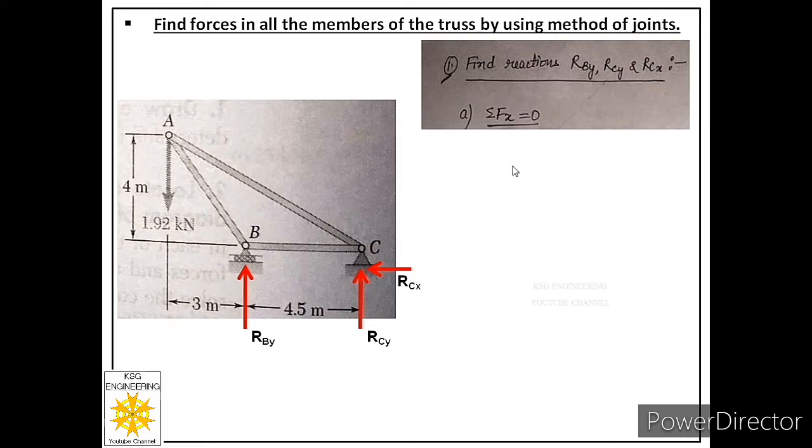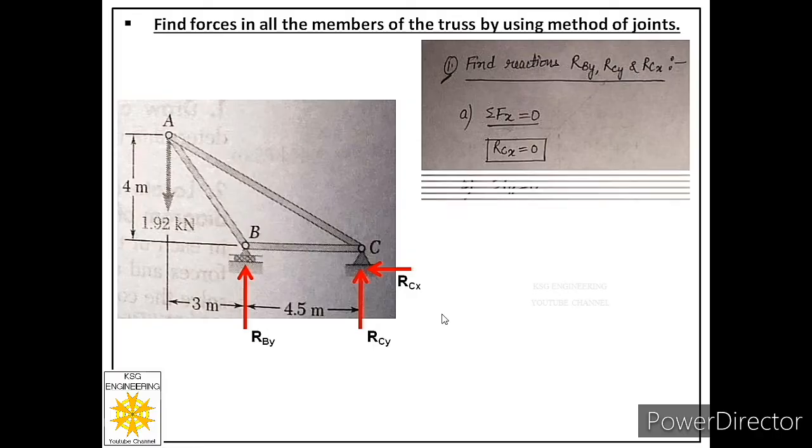So let us apply the first equation. What is that equation? Summation Fx is equal to 0. So before applying this equation, let us first see how many total number of forces are acting in this truss. So in this truss there are four forces. Three are reactions and one is external force acting at joint A in downward direction and its magnitude is 1.92 kilonewtons. Now for this equation we have to see horizontal forces. And out of these four forces there is only one force acting in horizontal direction. So our equation will be RCX equal to 0. So we got our first unknown.